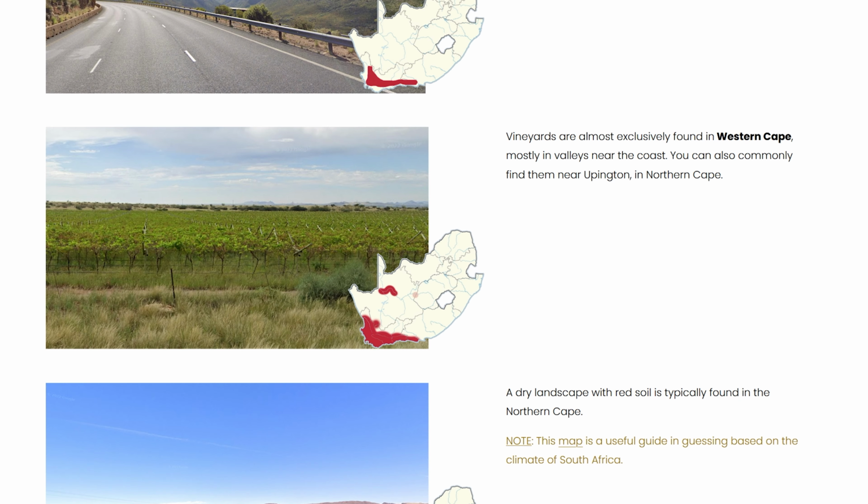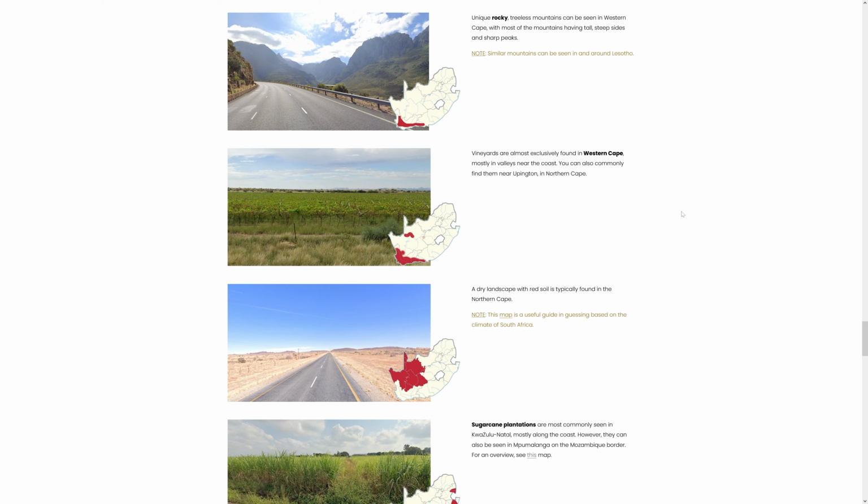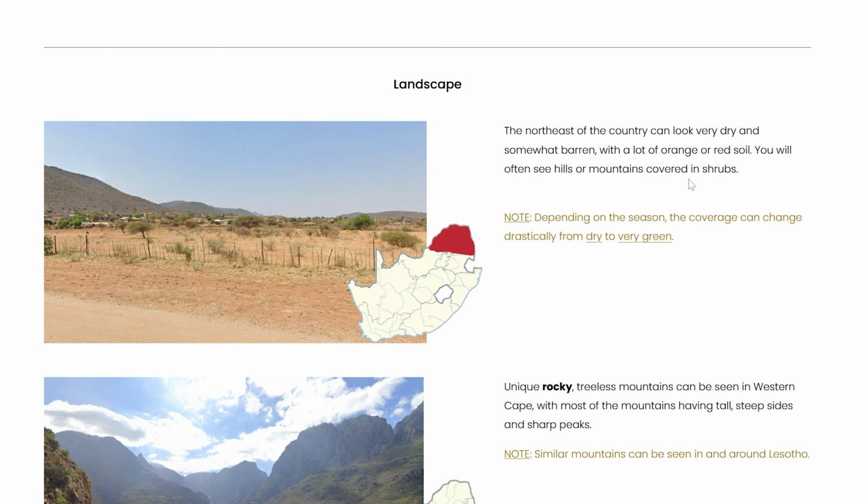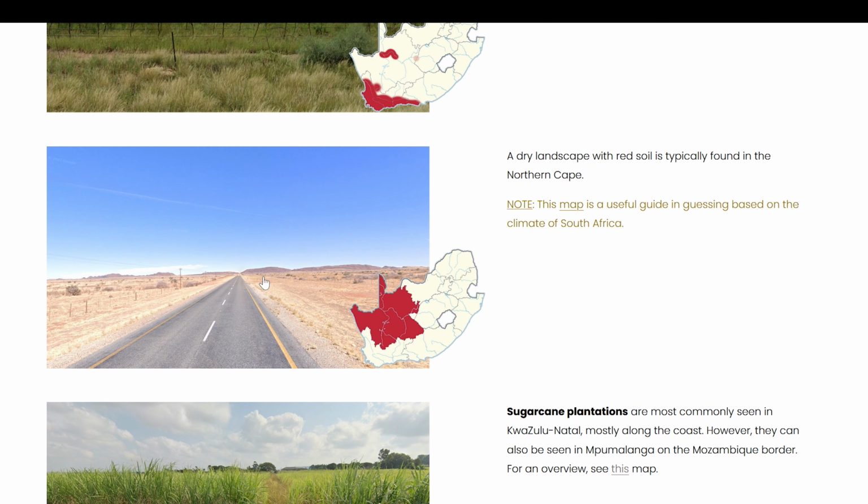Vineyards are almost exclusively found in Western Cape. Sometimes you see them in Upington in Northern Cape. Okay. Very dry landscape with red soil, typically found in Northern Cape. Wait, isn't dry landscape with red soil Limpopo? Oh, but the hills are covered in shrubs. I guess this one isn't covered in shrubs, or there's not as many mountains.